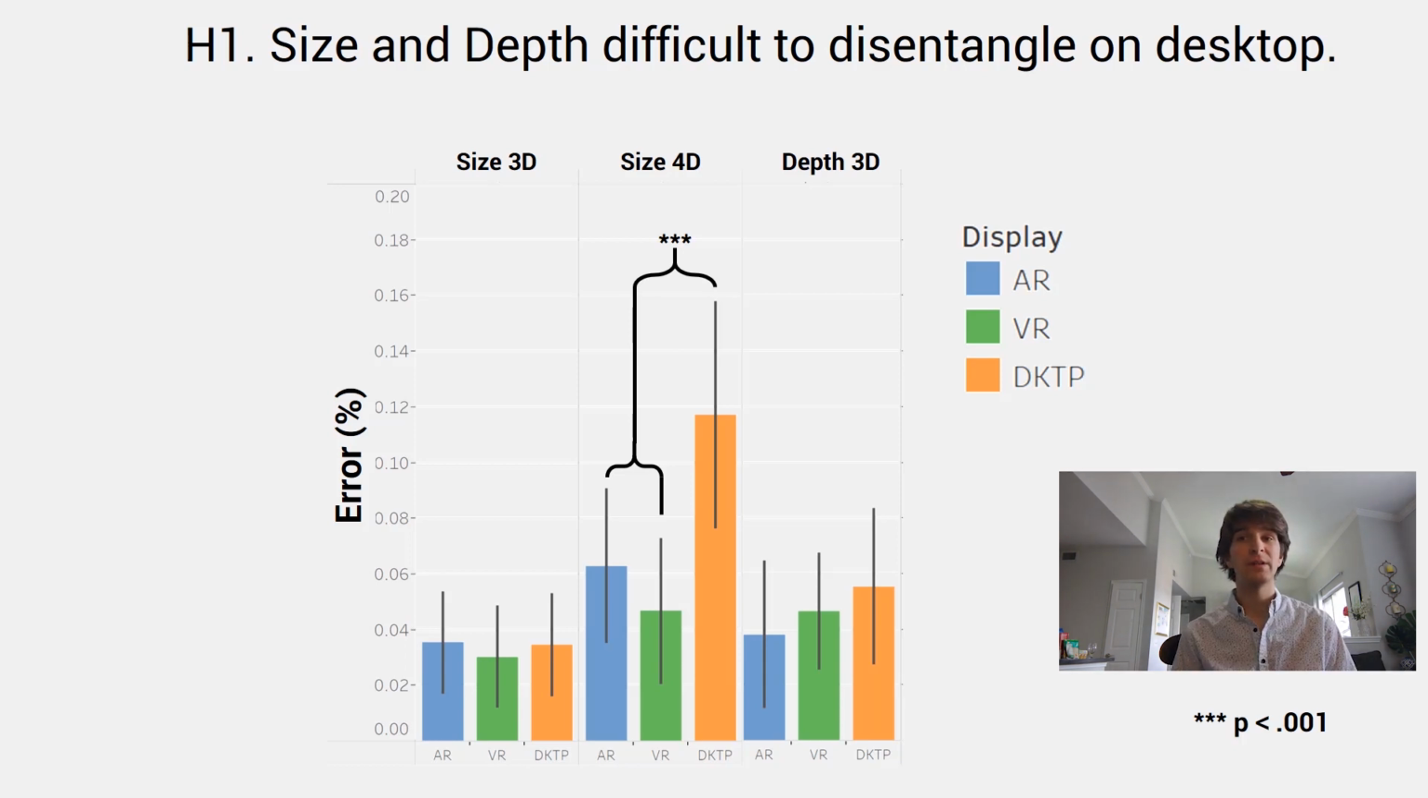Subjective feedback pointed to the fact that participants on the desktop were able to navigate to a perspective on the side of the visualization to identify differences in depth. However, participants clearly had difficulty when asked to disentangle size from depth in 4D size visualizations on the desktop. Stereo viewing in AR and VR resolves this issue, allowing participants to infer depth without necessarily rotating the viewpoint.